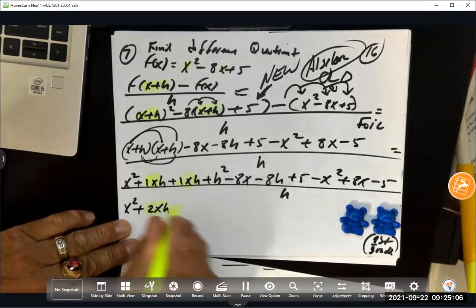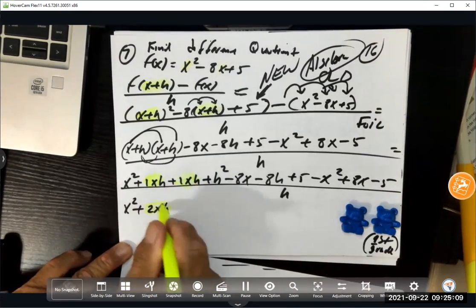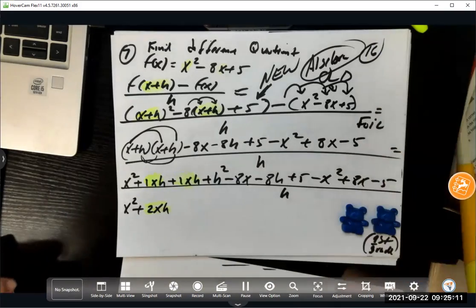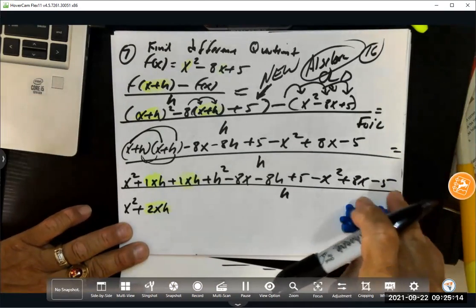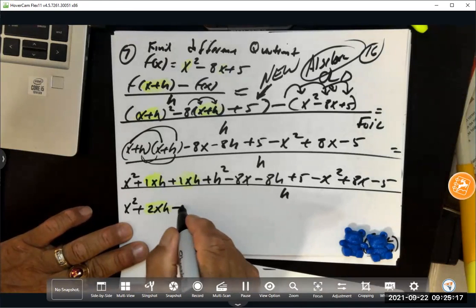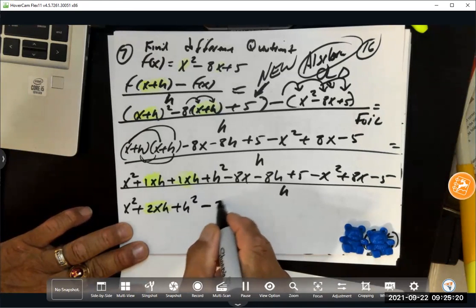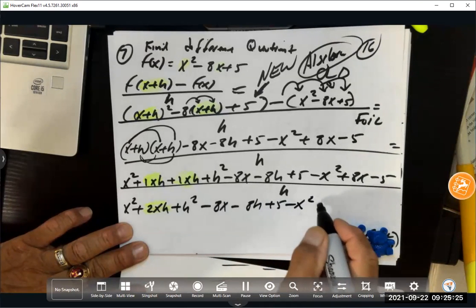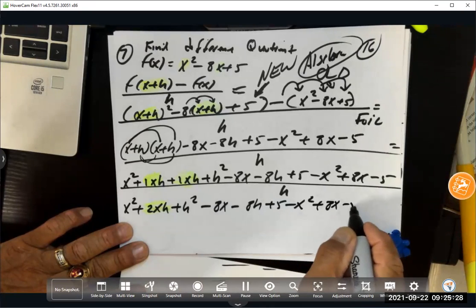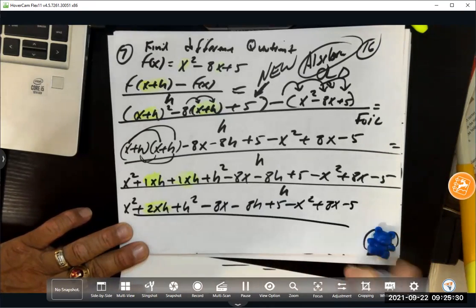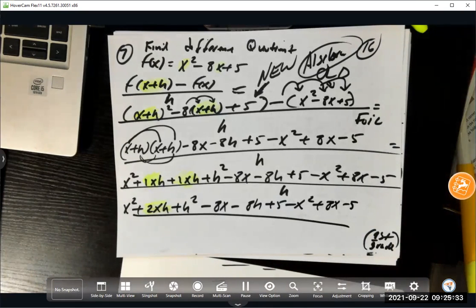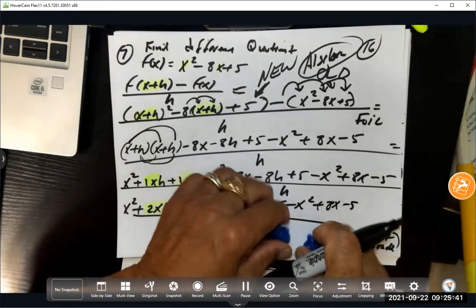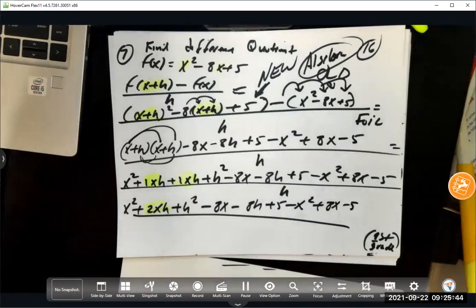Is everybody okay with that step right there? This one and this one is that one. So now everything else, I'm gonna copy it. Ready? Let's put the bears down here somewhere. Okay. Plus h squared minus 8h minus x squared minus 8h plus 5 minus 5. Okay, now put these bears away in your house so they won't get lost. Okay, hang on a second. Okay, got them away.